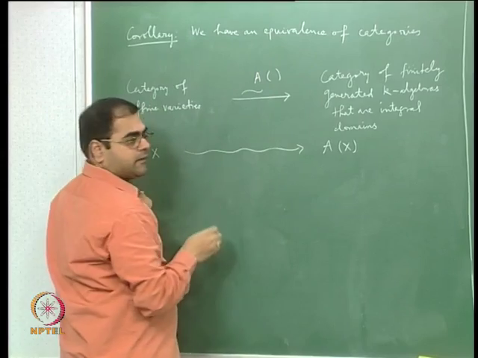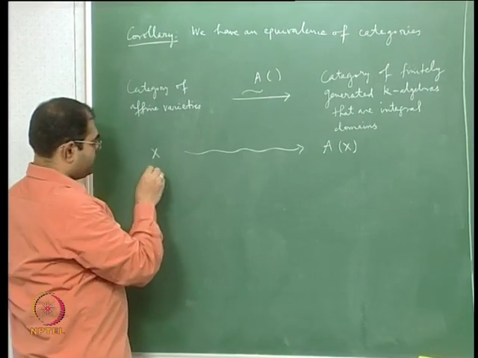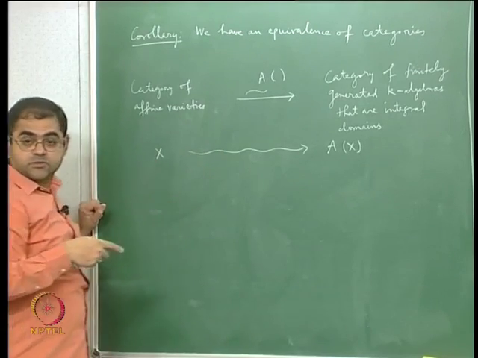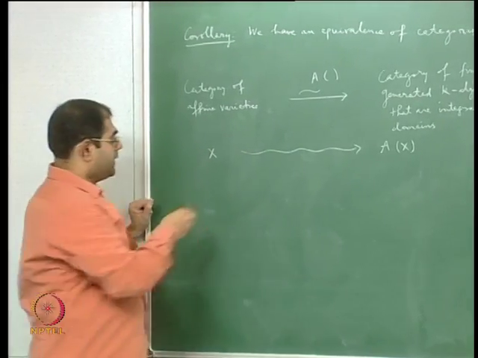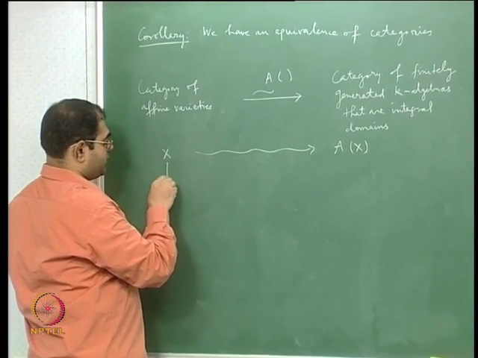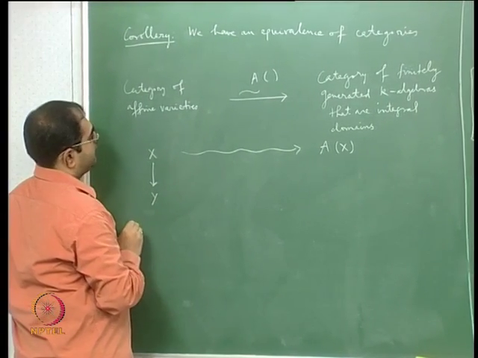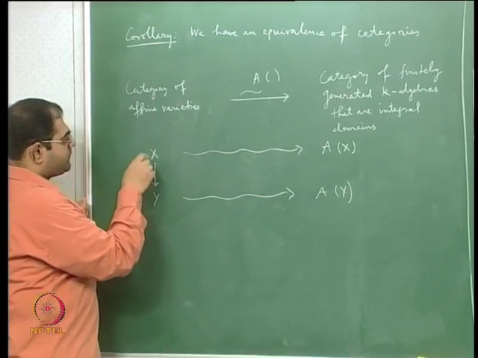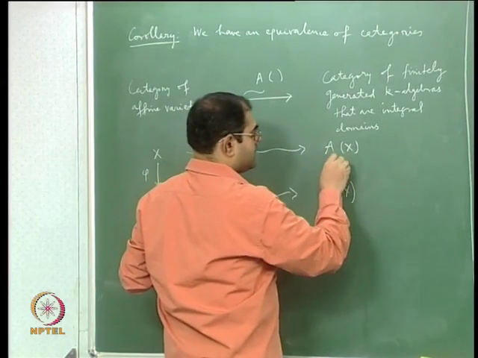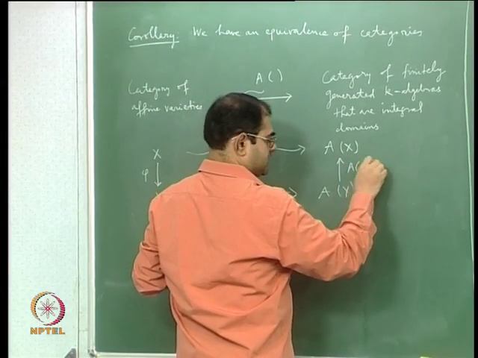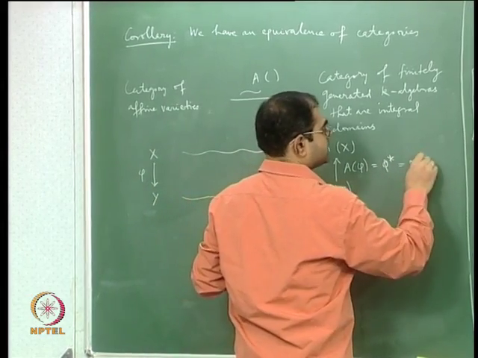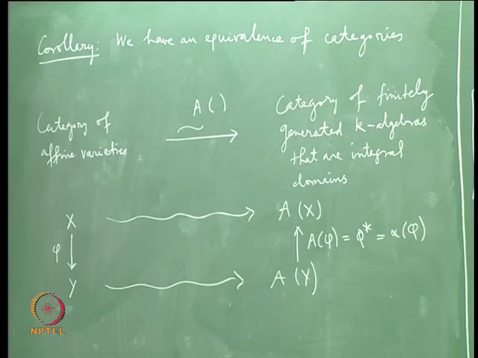And a functor is not only supposed to map objects to objects, it's also supposed to map morphisms to morphisms. So if you give me another affine variety, I get A(Y), and if you give a morphism phi from X to Y, I get A of phi. This A of phi is nothing but phi star, the pullback of functions, which is just alpha of phi in all our previous notations. So this is a functor.